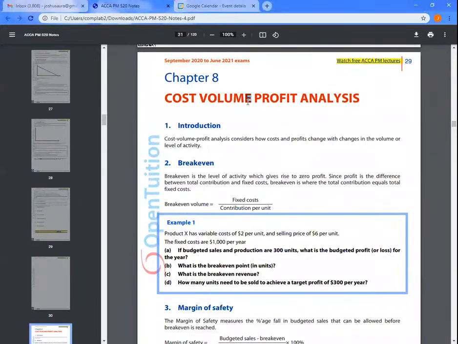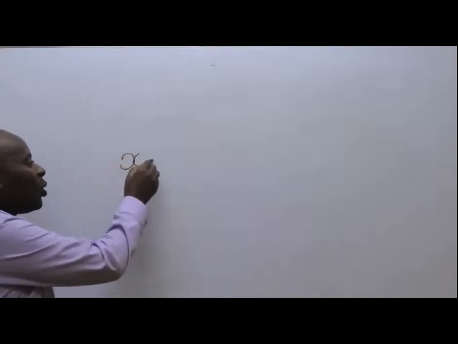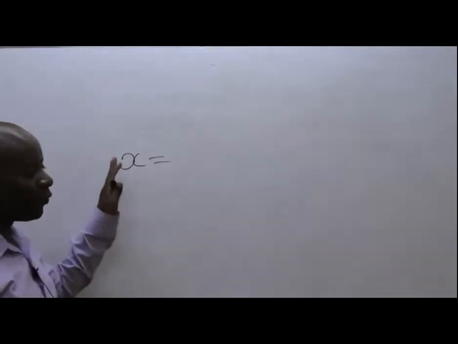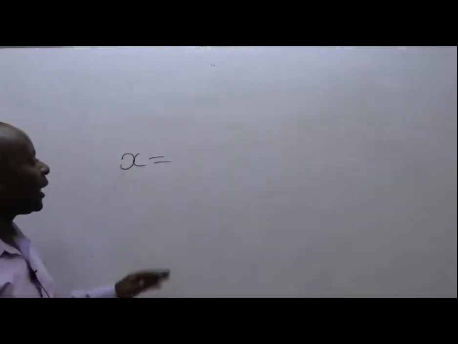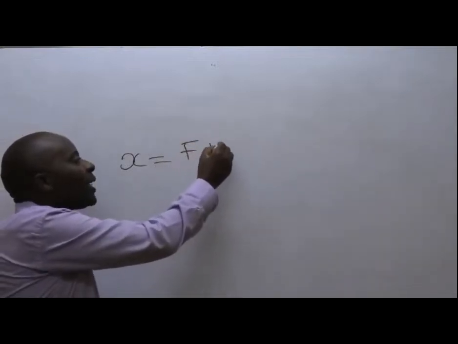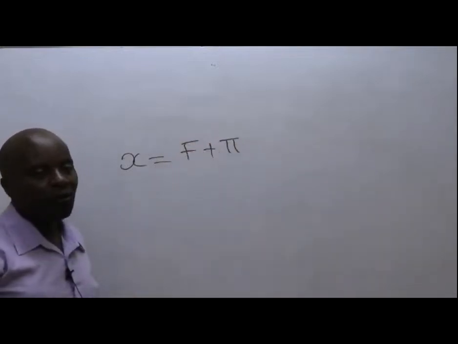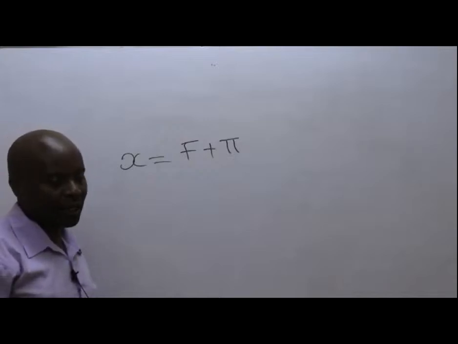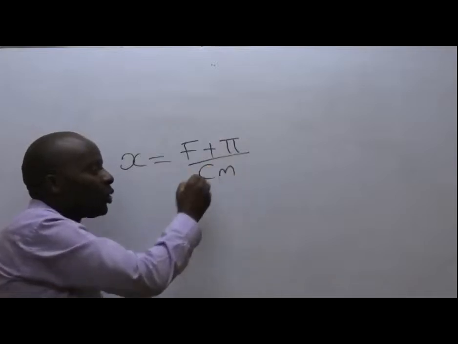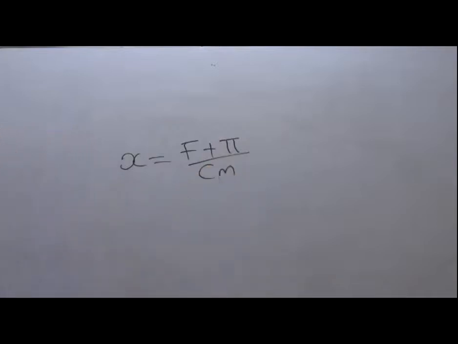Great. Now, ladies and gentlemen, to get the number of units needed to achieve a targeted profit, there are so many ways I could make use of to ascertain that. The very best, for the quantity for any targeted profit, not for break even, should be fixed cost plus the profit that you are targeting, all over contribution margin.